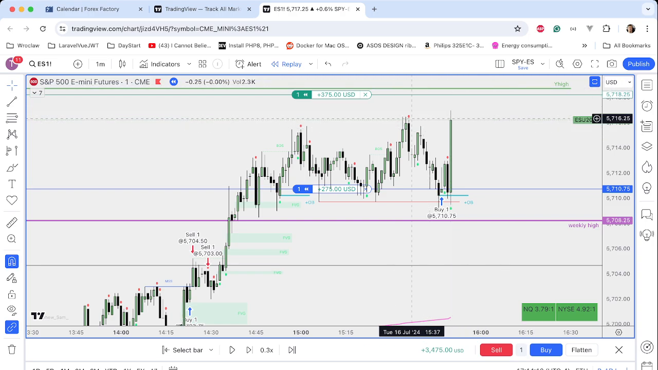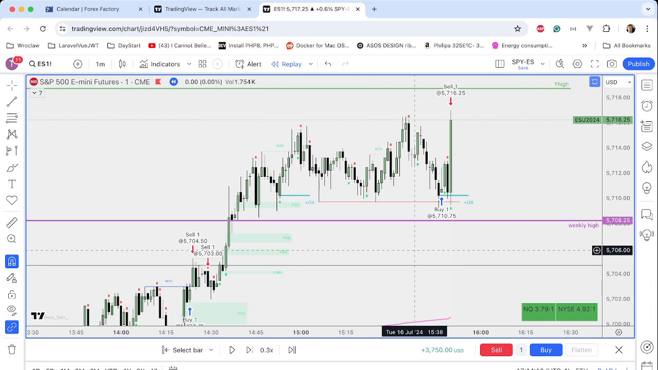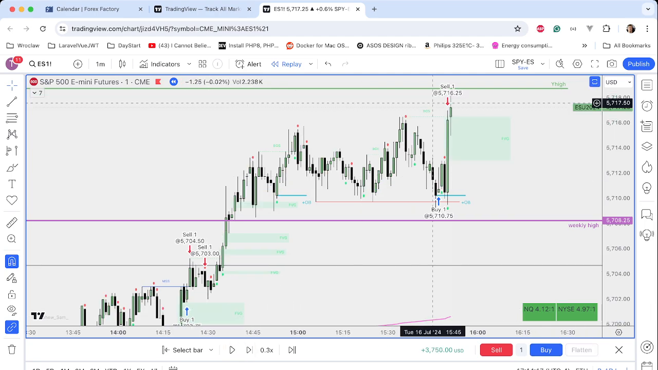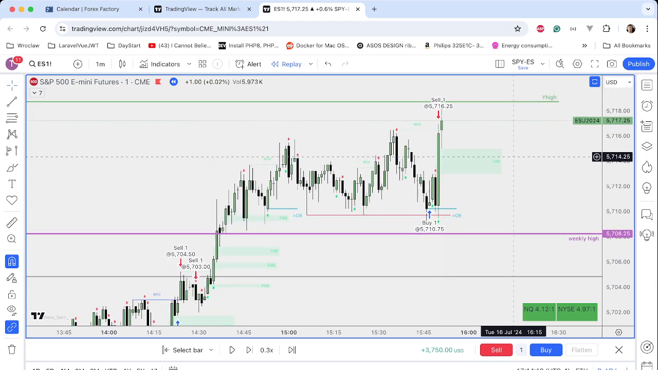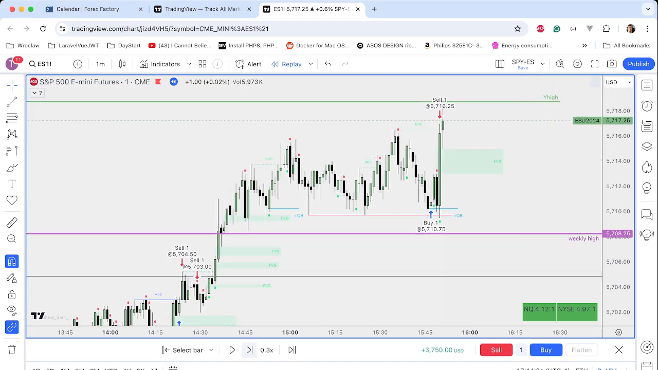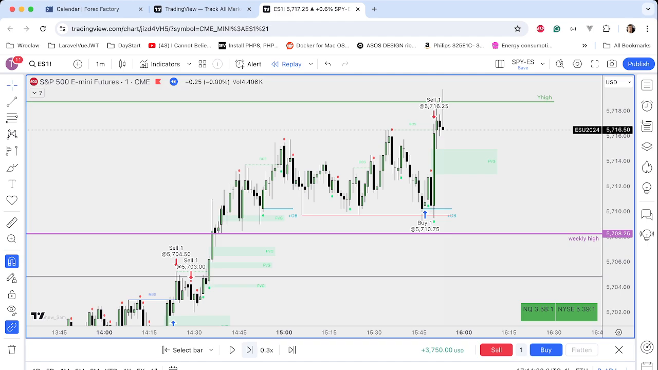They grabbed that, they sold into it. I'm gonna go flat here. Forget it. I'm gonna hold because if we push higher, not yet. Not yet. Finally we push. Okay.